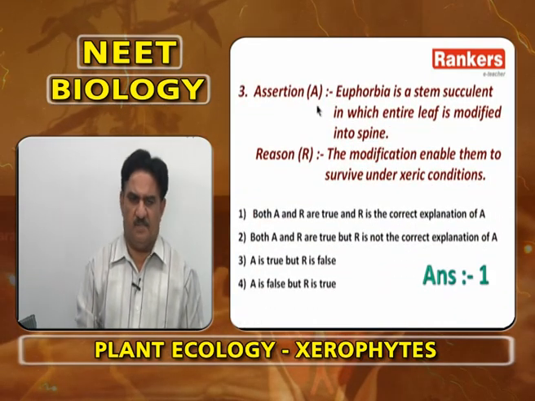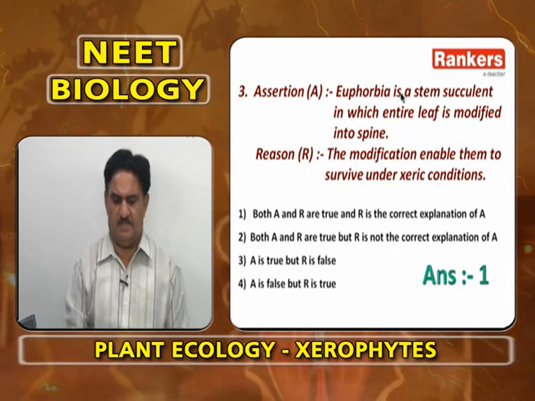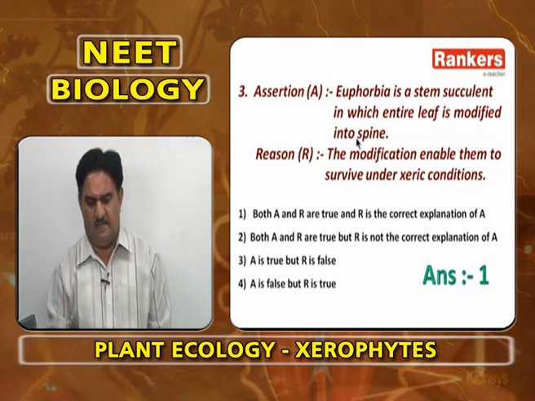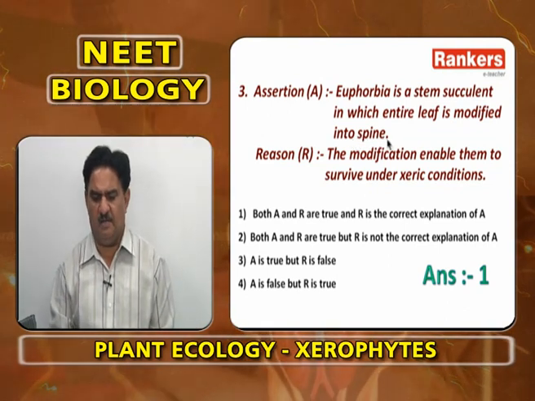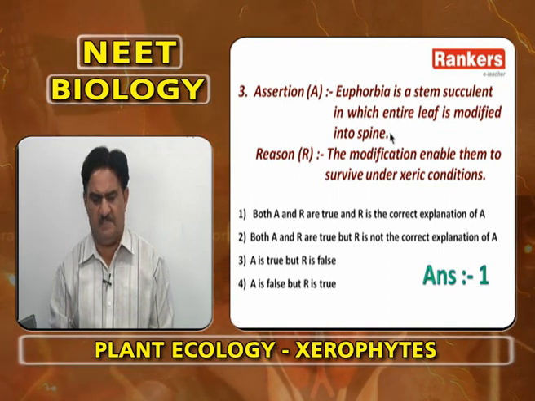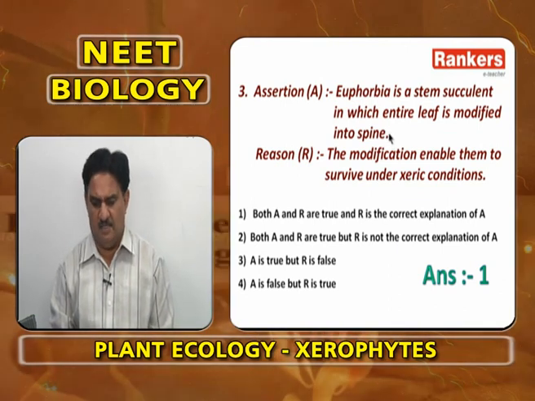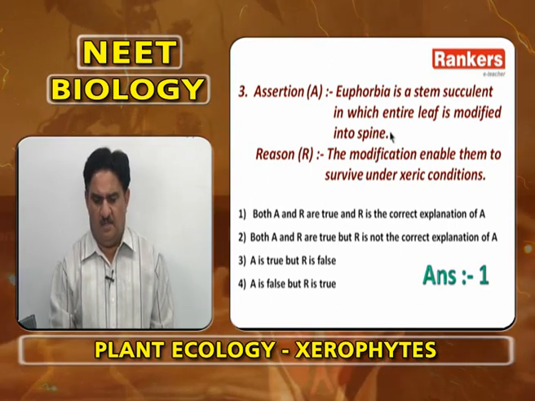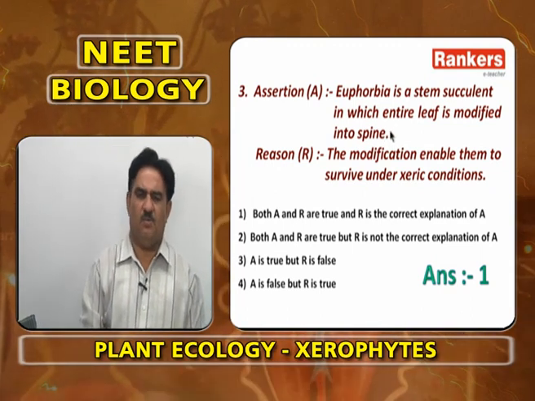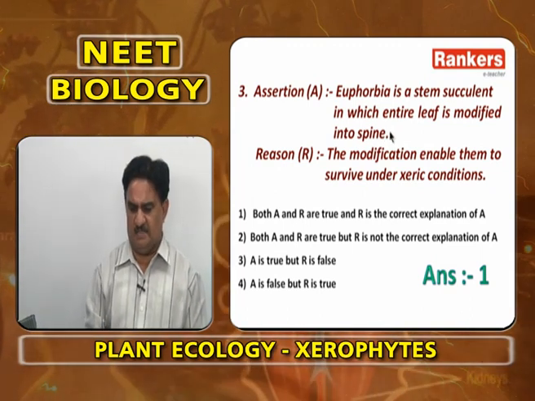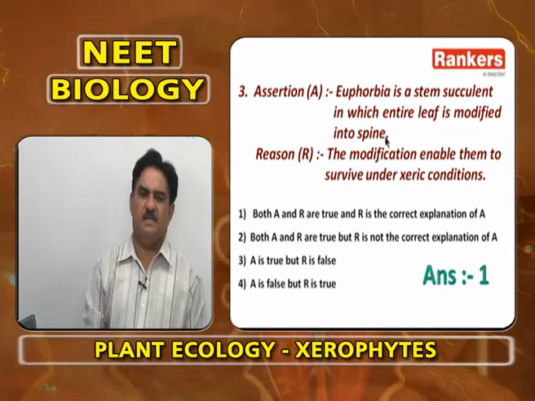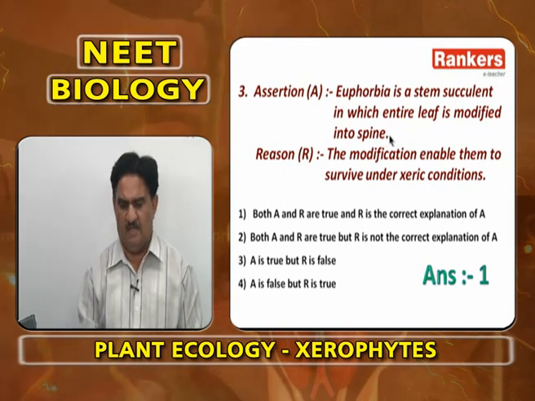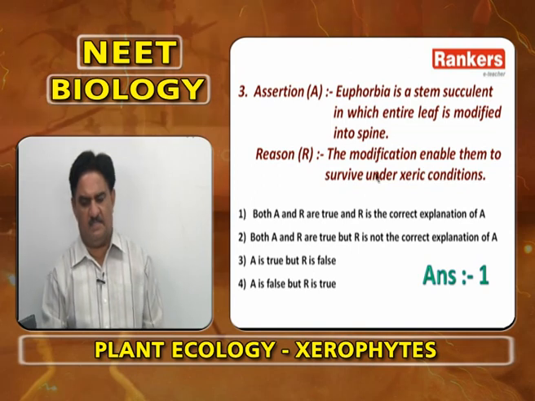This is an assertion and reasoning question. Euphorbia is a stem succulent in which entire leaf is modified into a spine. It is correct. Euphorbia is a stem succulent where the total leaf is modified into a spine. The assertion is correct. Why that assertion? The modification enables them to survive under xeric conditions. So, stem succulents are storing water as mucilage to overcome xeric conditions. Leaf modified into spines or scales is another xerophytic character to reduce the rate of transpiration. The modification enabling them to survive under xeric conditions is correct.